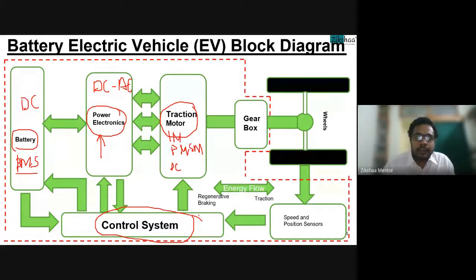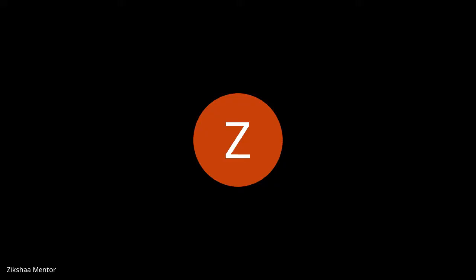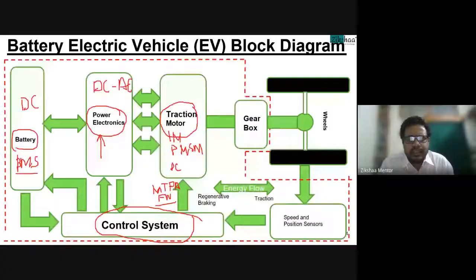They have outputs for the control signals for the traction motor, like, let's say, MTPA, which is a type of control, and also flux weakening. If you are introduced to flux weakening terms, then you are quite ahead in your electric vehicle journey. So these control systems are the algorithms that we mostly work with.